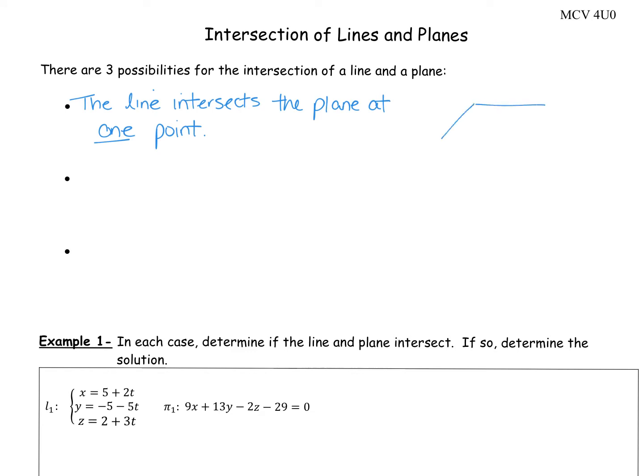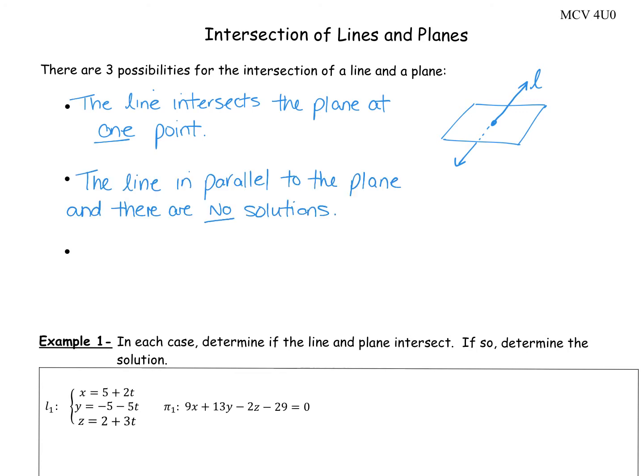So picture we have a plane, you can think of that like a piece of paper, and then I have a line that runs through that plane. So that's my line. The next scenario would be that the line is parallel to the plane and there are no solutions. That would be like having the plane over here, that's my plane, and then having a line somewhere below, above, beside the plane.